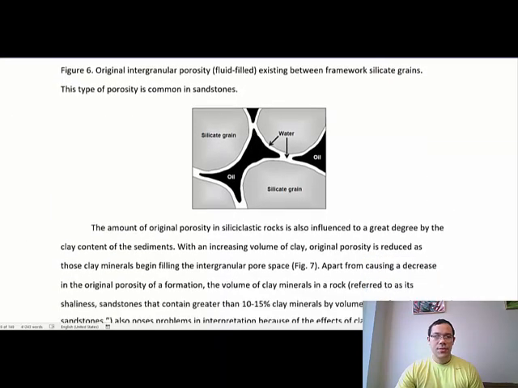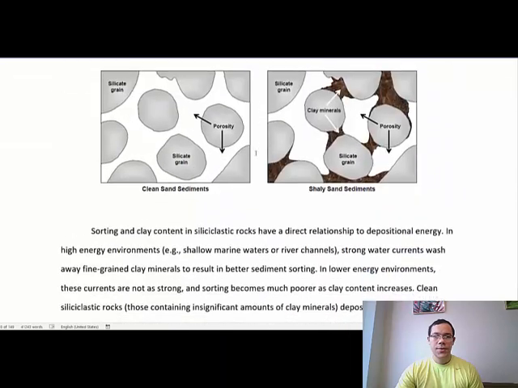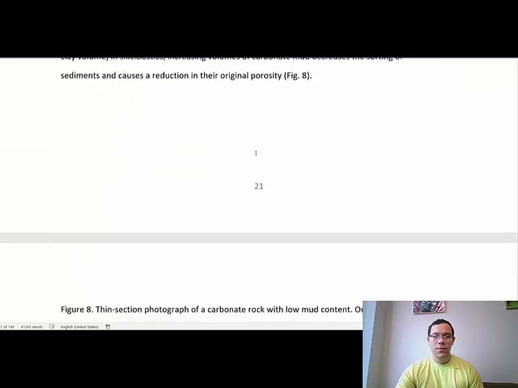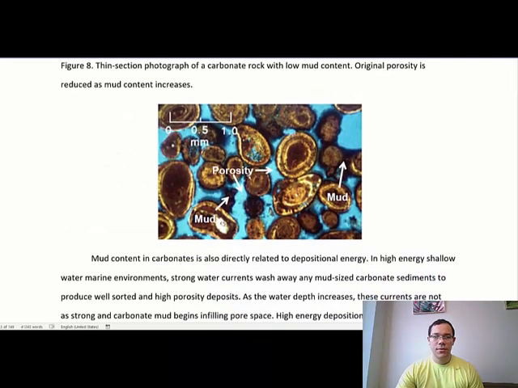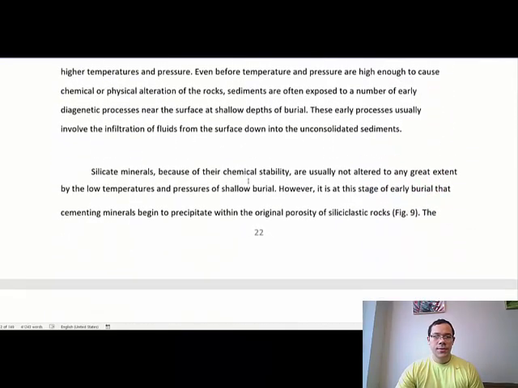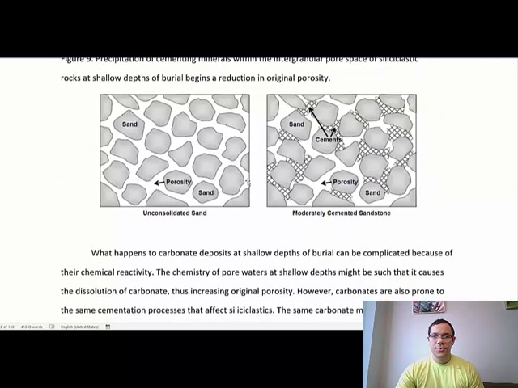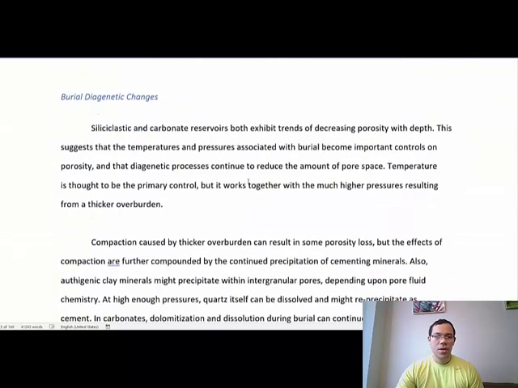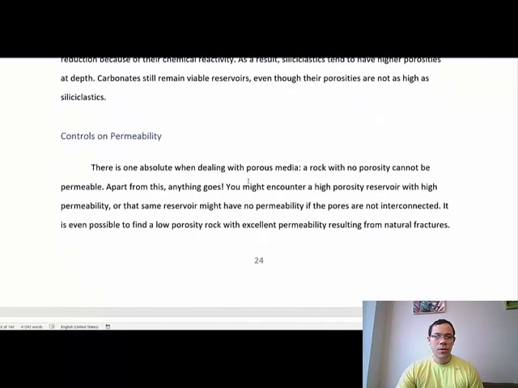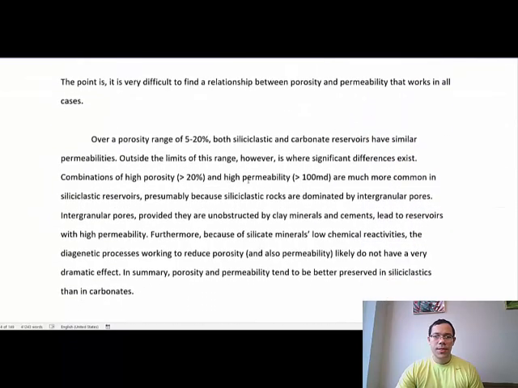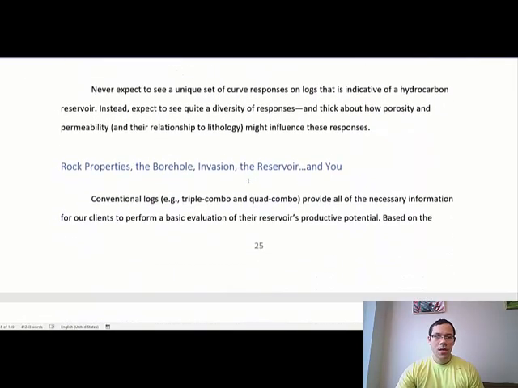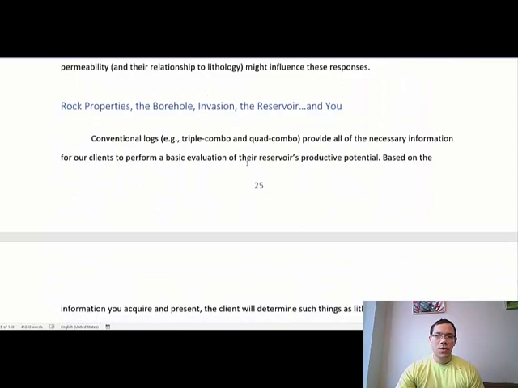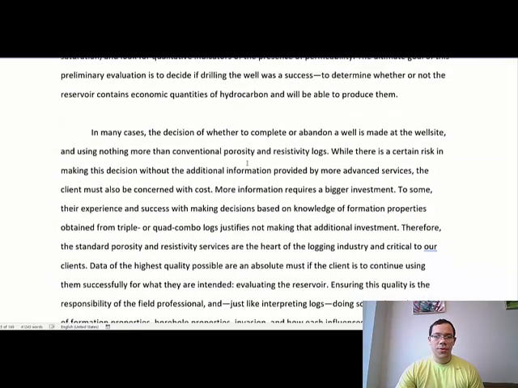The original porosity, that is not necessary. You can read about it on your own. A few images of sand grains. This is just about how that porosity was created, or whether it was primary or not. Controls on permeability: rock properties, borehole invasion, the reservoir, and you.